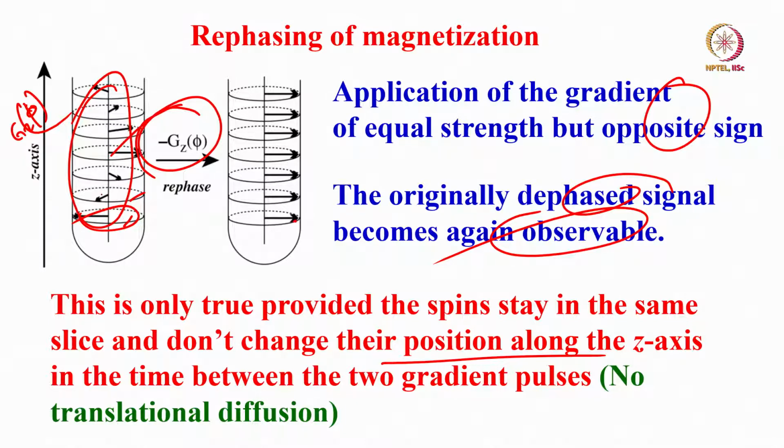Supposing you apply a pulse gradient and then start dephasing, and when you apply a rephasing gradient, it is assumed the spins have not moved from their original place. If they have moved because of translational diffusion, then rephasing won't be proper. And in fact, this is the idea used to measure diffusion coefficients in NMR by doing an experiment called DOSY, which we are going to discuss if there is time at the end.